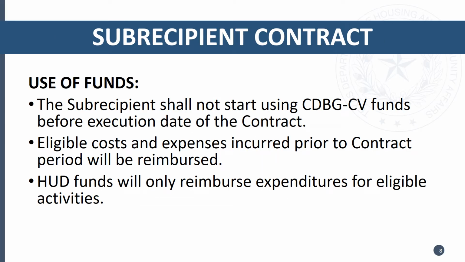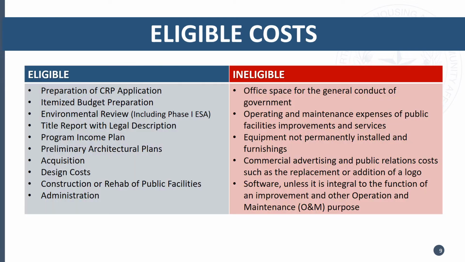Subrecipients are not able to use CDBG-CV funds before executing the CRP contract. Also, eligible costs and expenses incurred prior to the contract period will not be reimbursed. Lastly, HUD funds will only reimburse expenditures for eligible activities.